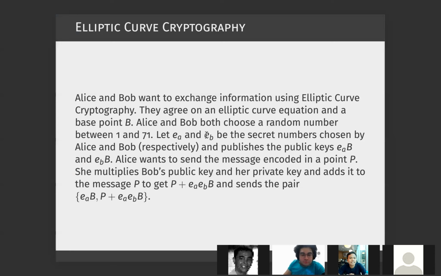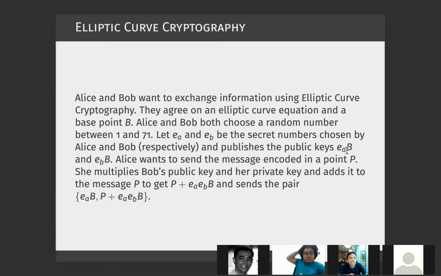Now let's derive a public key. The public key is something which we attach to our email, or publish for the whole world to see, so that anyone who wants to message, for example, Alice or Bob, can just use the public key to encrypt the information. The public key for Alice is EA multiplied by the base point B.